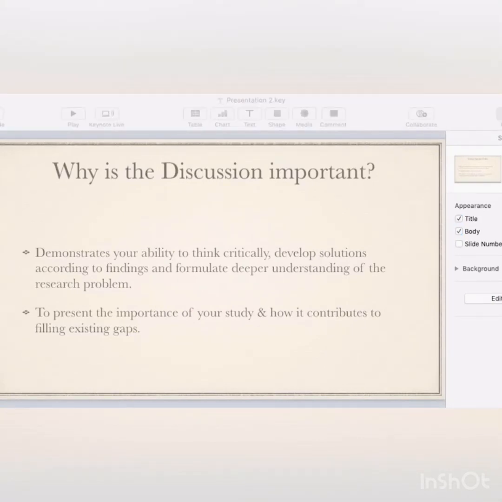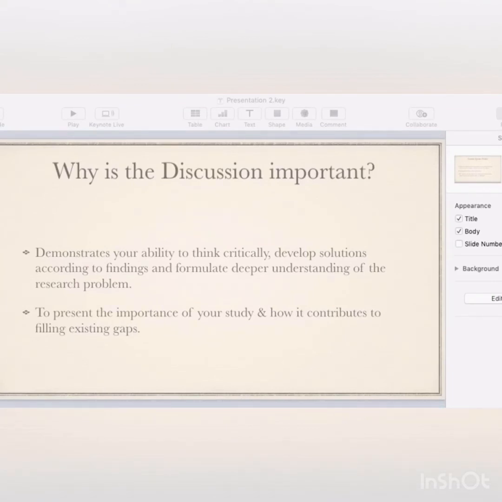The second question which we must address in the discussion is why is it such a crucial part of the paper? By many researchers, it's considered to be the most important part, and it's for the following reasons. First and foremost, it demonstrates your ability as a researcher to think critically, to develop solutions according to findings from the study, and also to formulate deeper understanding of the problem being investigated. Also, it allows the researcher to present the importance of the study and how it contributes to filling existing gaps.